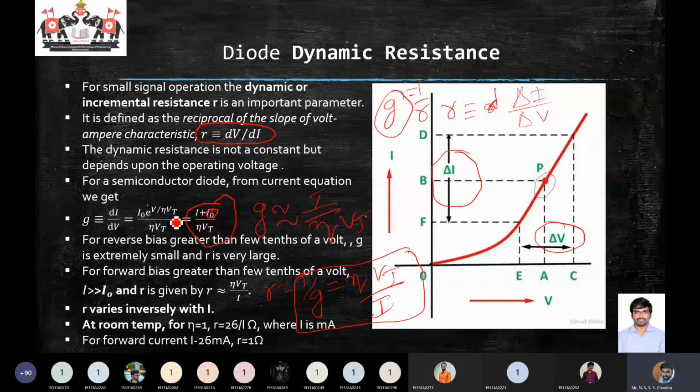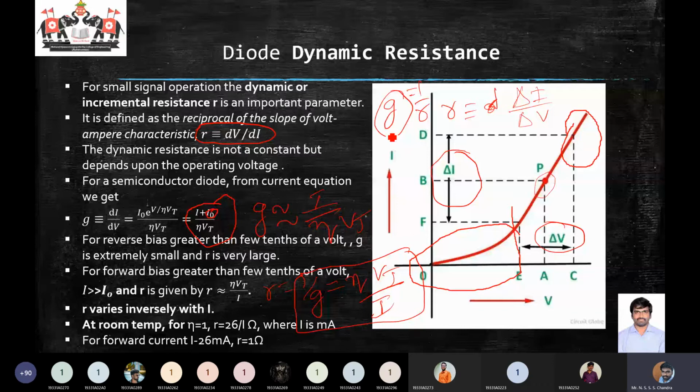That's what I'm saying. If you move along this forward bias curve, the resistance offered will be small. Initially, the dynamic resistance will be higher in the first few volts, in the first few regions of your curve. Here the dynamic resistance will be higher, whereas it will be lower as you go along the curve.